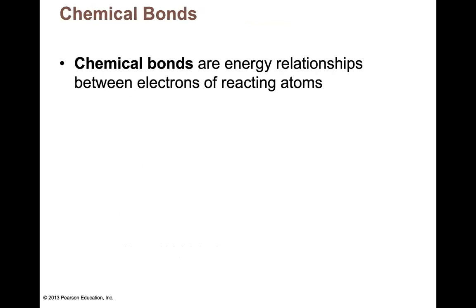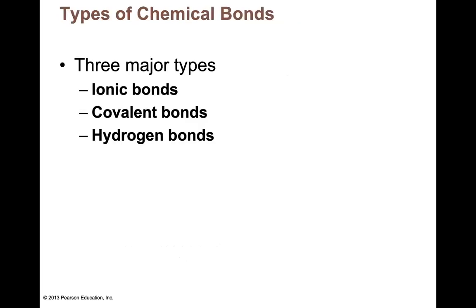So what are chemical bonds? Chemical bonds are energy relationships between electrons of reacting atoms. There are three major types. We have ionic bonds, covalent bonds, and hydrogen bonds.